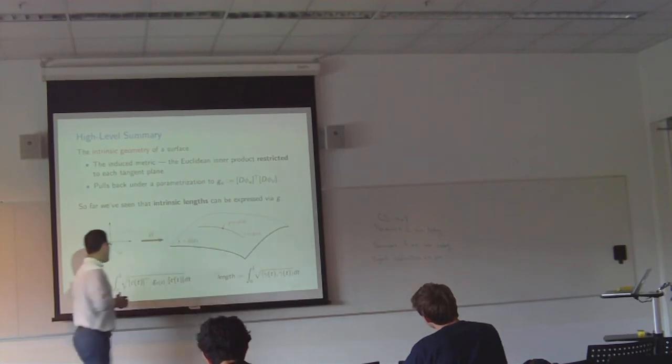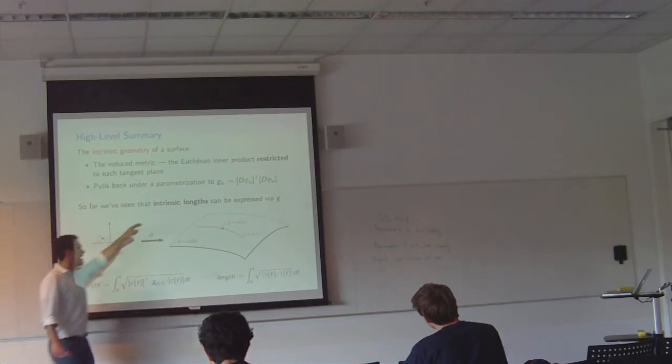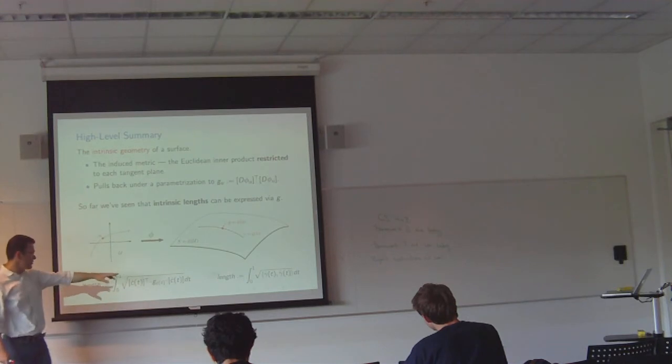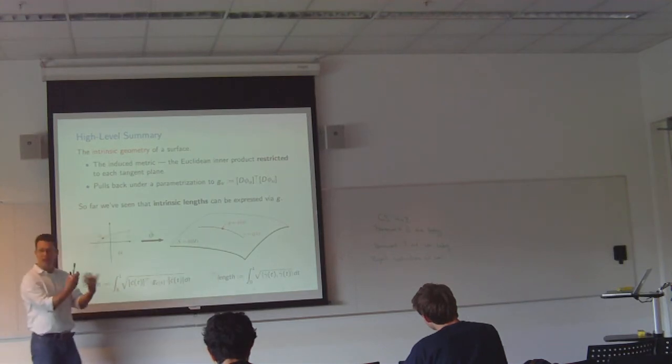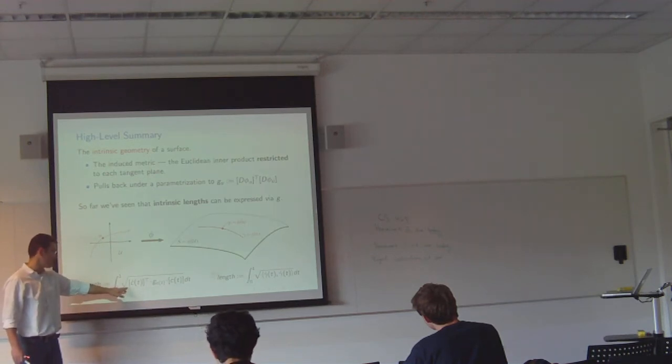And therefore you can express the length only in terms of the objects which exist in this parameter plane, in the curve C, and this parameterized version of the induced metric. So you just rewrite exactly this formula, do the change of basis and change of variables and so on, and you get a formula for the length which looks like this.